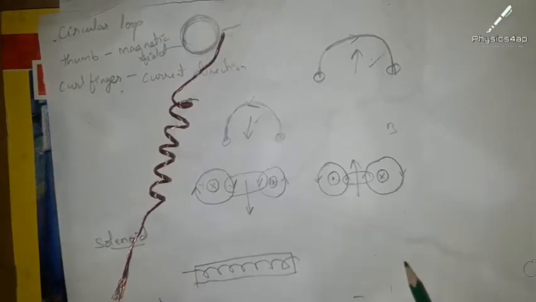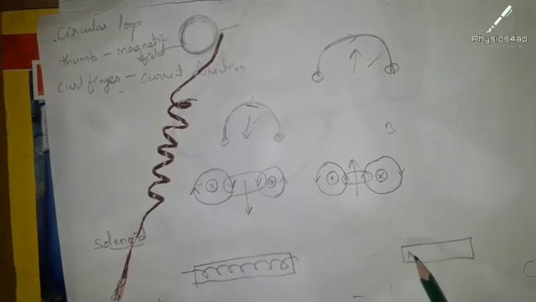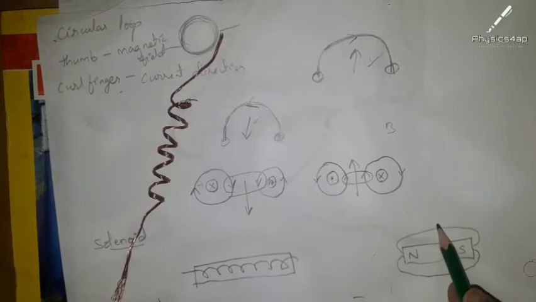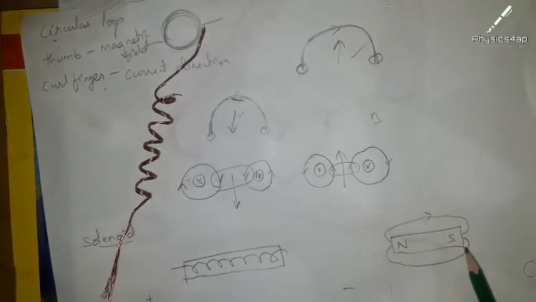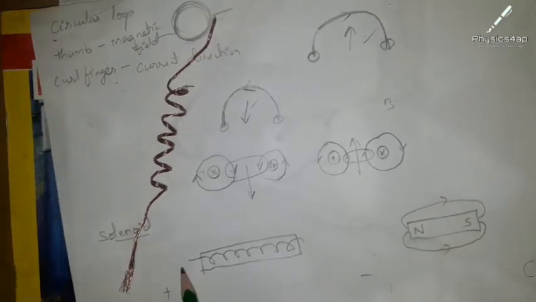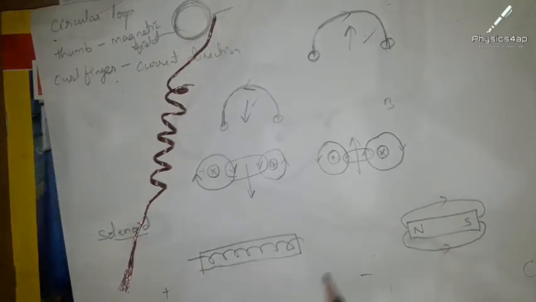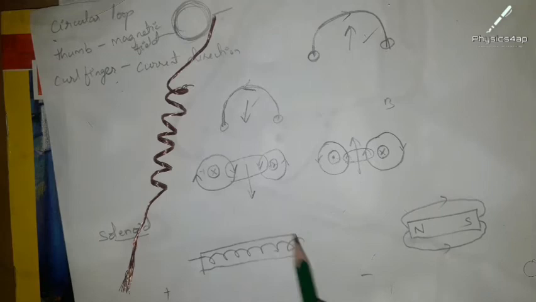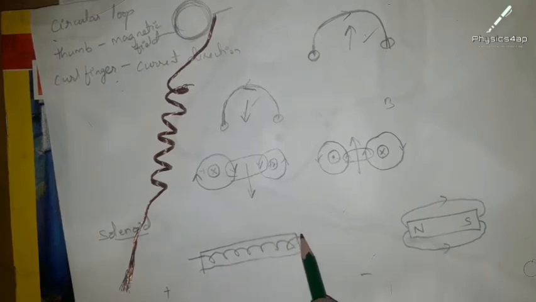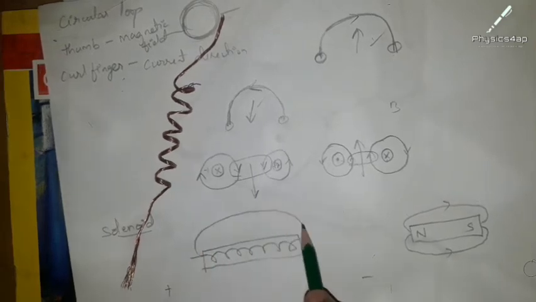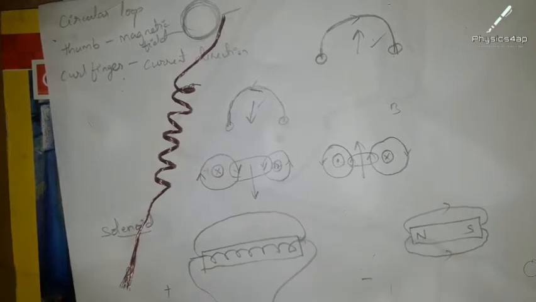How does a bar magnet produce a magnetic field? I have shown you this in the previous part 1. It moves from the north and ends at the south. In the same way, it creates magnetic field lines around it, which pass from one point to another point.